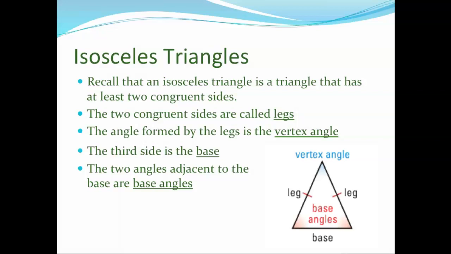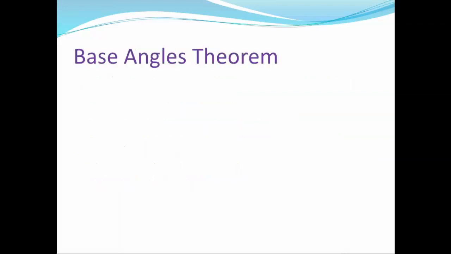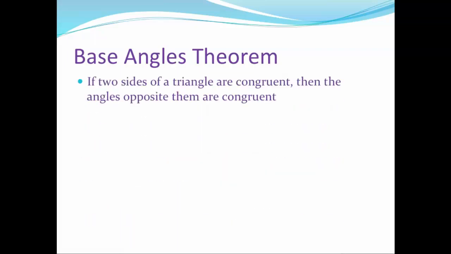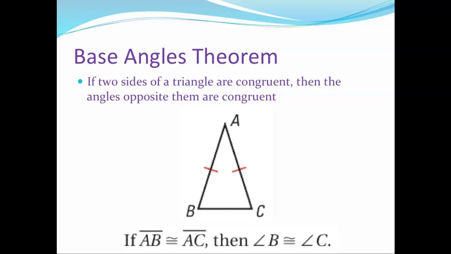Now the first theorem we're going to talk about is the base angles theorem. So if two sides of a triangle are congruent, or in other words, if you have an isosceles triangle, then the angles opposite those two sides are congruent. So here's a picture. We have AB and AC congruent to each other. If you know that's true, then you also know that angle B is congruent to angle C.